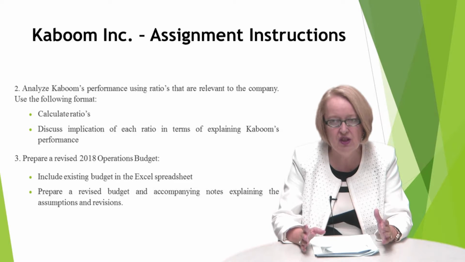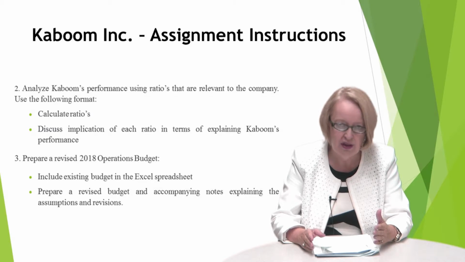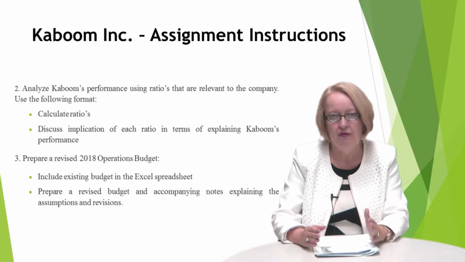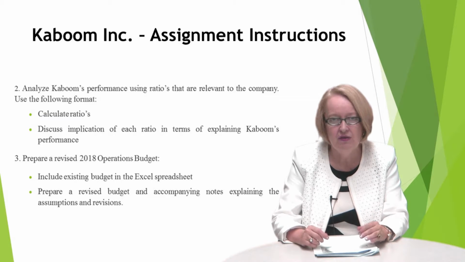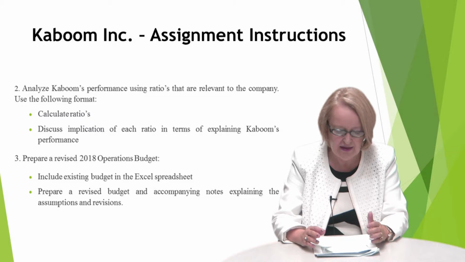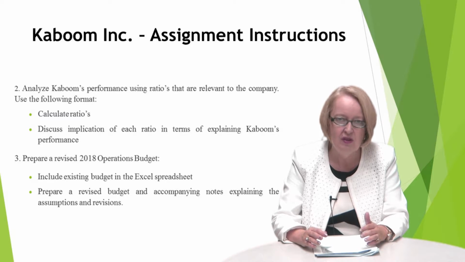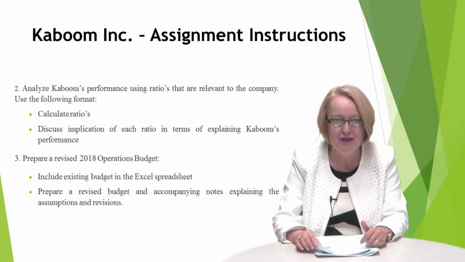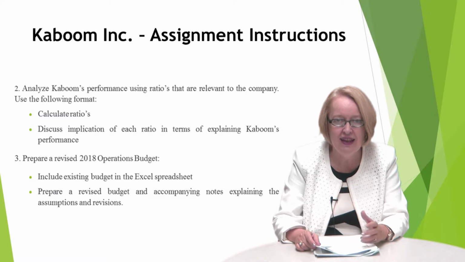So create a spreadsheet in Excel, put in the existing budget, then do your revised budget. So on that spreadsheet, you need to make sure for the revised budget, you are clearly identifying your assumptions and also some notes explaining the revisions, why you're revising certain numbers. So all of the notes explaining the revisions should be at the bottom of the spreadsheet. And make sure the spreadsheet is readable. Don't make the font size so small that I can't see it.